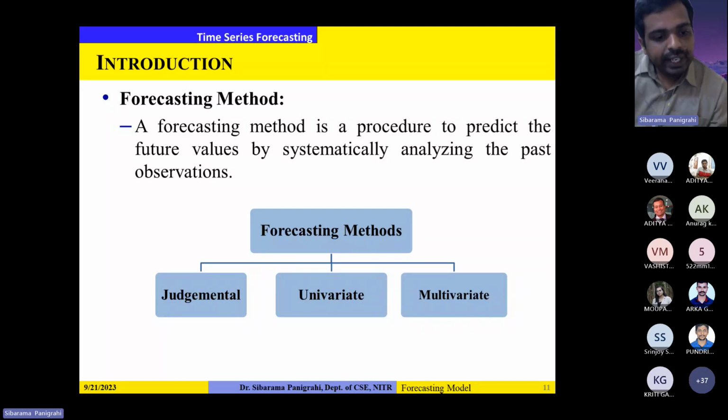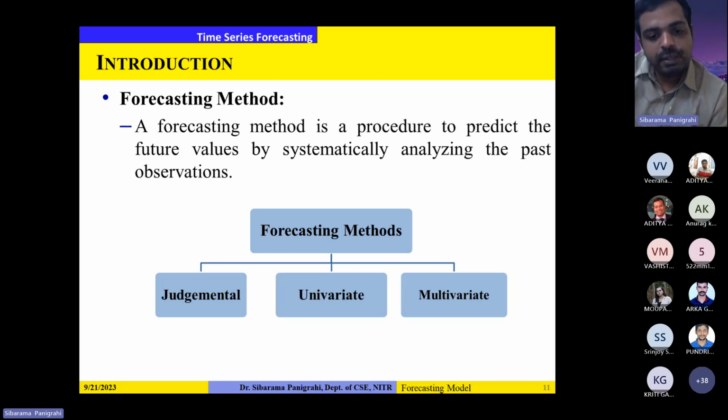So every day we are making forecasts based on our own expertise in a particular domain, right? When we are using the expertise of a particular person, of an expert, such kind of forecasts are called judgmental forecasts. Whereas in univariate forecasting, we analyze a single series. For example, suppose we want to predict the temperature. If I am analyzing the temperature time series of that particular area and predicting the future temperature, then such kind of forecasting methods are called univariate forecasting methods, where a single variable is associated, right?